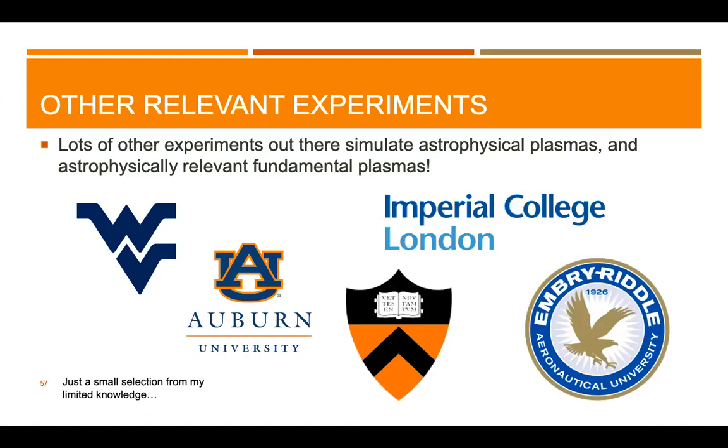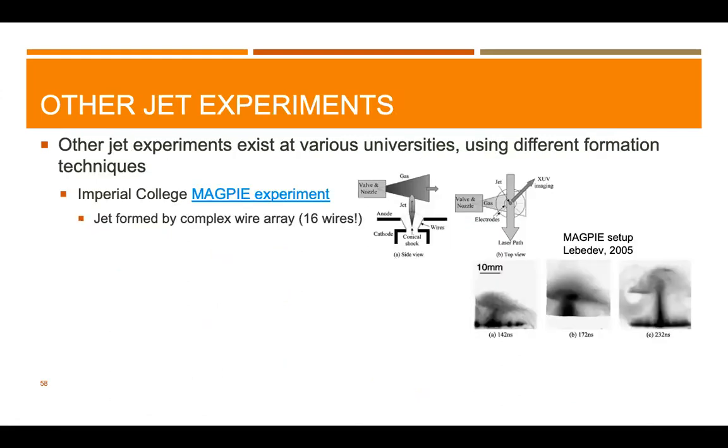So what are some other relevant experiments? These are a small subset of astrophysically relevant experiments, a small collection from my knowledge. There are more jet experiments. The MAGPIE experiment at Imperial College forms a jet with a particularly interesting mechanism. They have a complex wire array of 16 wires in a conical formation, which they blow apart and then pass a gas shockwave through. That produces a pretty high energy density jet, which you can see here.